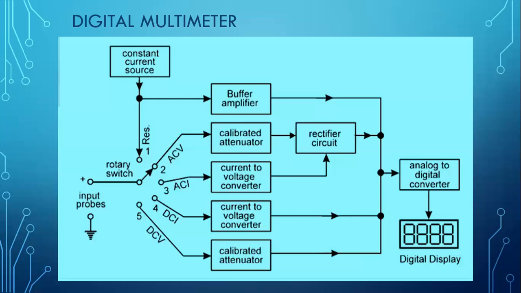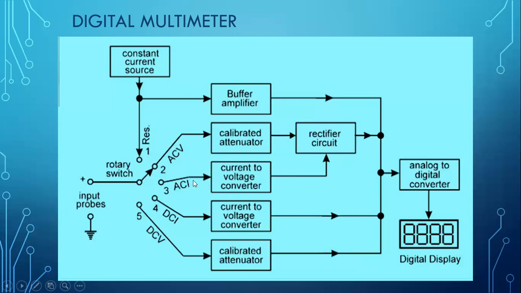Similarly, if I want to measure AC current, then the rotary switch is connected to point number 3. That AC current is applied to the current to voltage converter. So that is very, very important. This current to voltage converter is going to convert that current into proportionate voltage, and then that voltage is applied to the rectifier circuit. The rectifier circuit converts that AC voltage into DC voltage, and that DC voltage is then applied to the analog to digital converter, and then that is displayed.